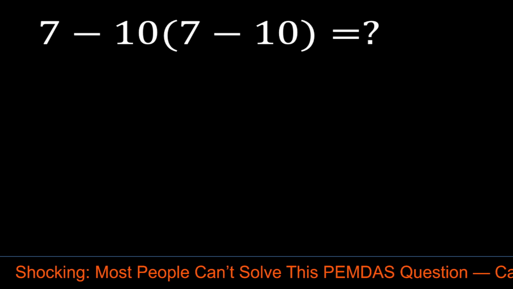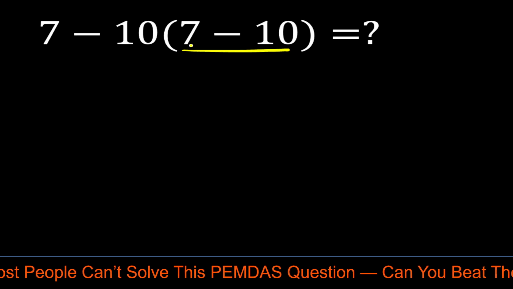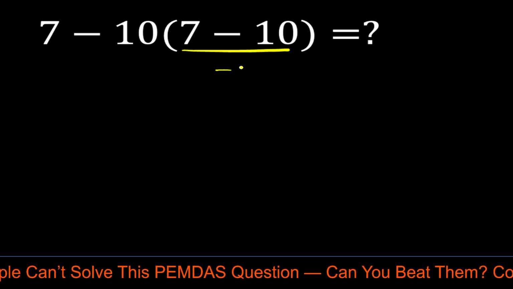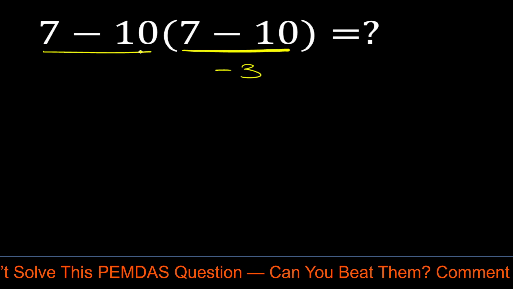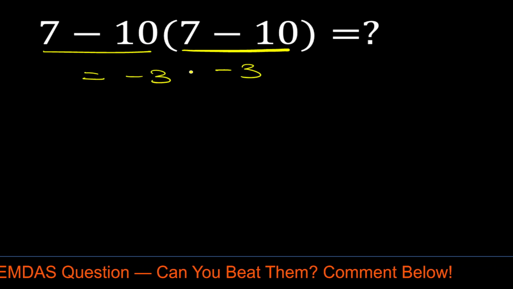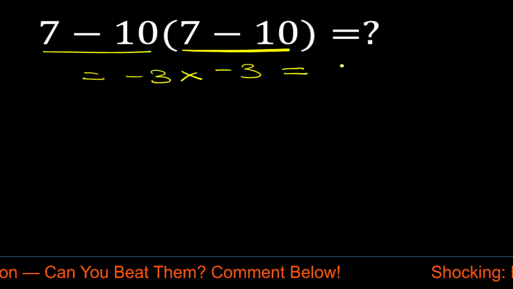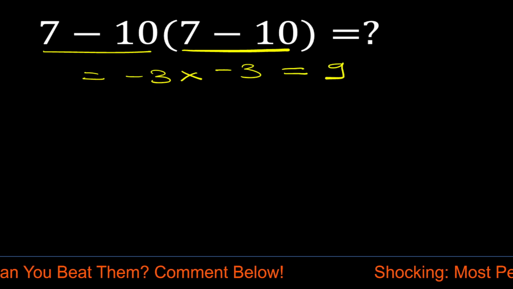So most people solve this question like 7 minus 10. So 7 minus 10 is equal to minus 3, right? Then again 7 minus 10. So 7 minus 10 is equal to also minus 3. Now minus 3 times minus 3. So minus 3 times minus 3 is equal to 9, right?